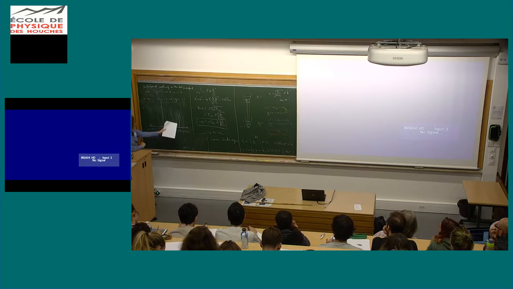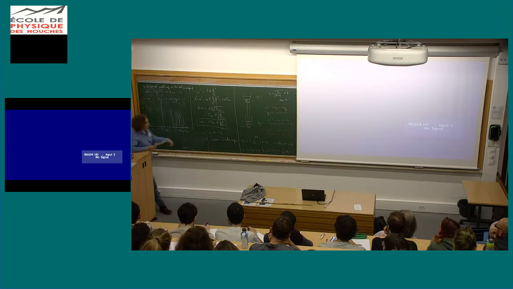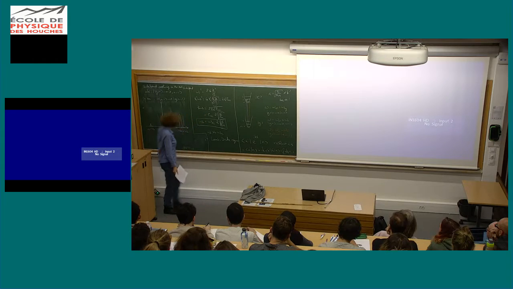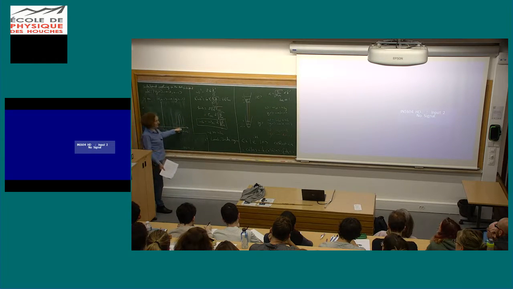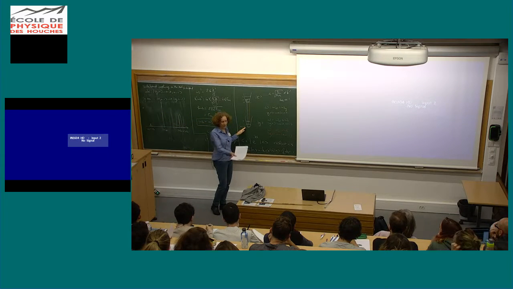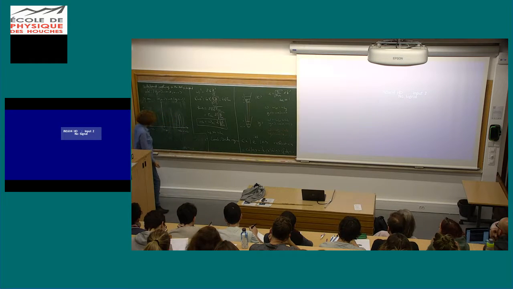So why is this one higher than this one? Because the atoms are cold, and so most of the population is in the ground state, such that the red sideband is almost forbidden, whereas the blue sideband is always possible, even if the atoms are in the ground state. So this is similar to what Philippe described.